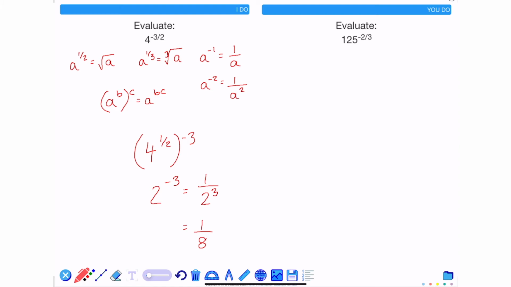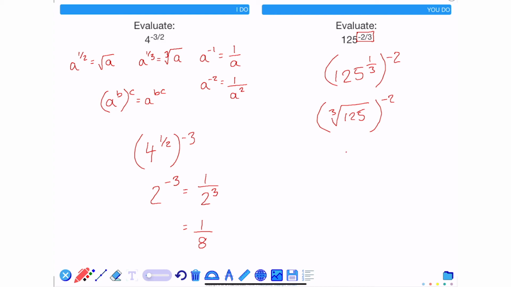So using the third index law, I can write this as 125 to the power of a third all to the power -2. The product of a third and -2 is the same as the original power. The cube root of 125 is the same as 125 to the power of a third.